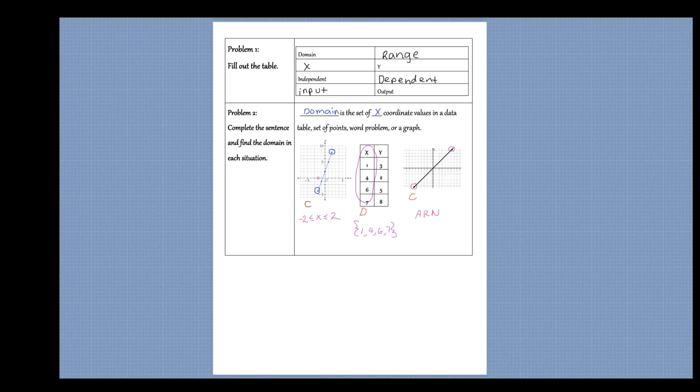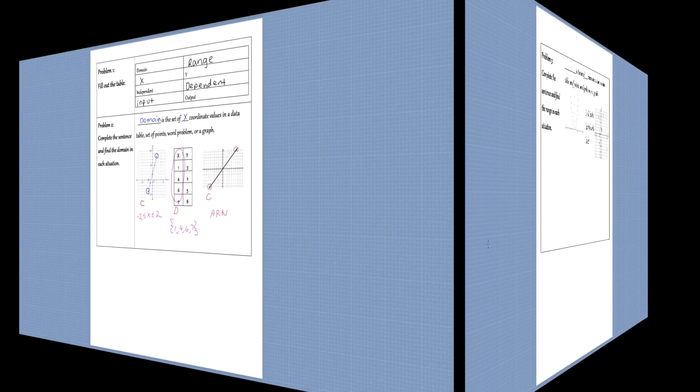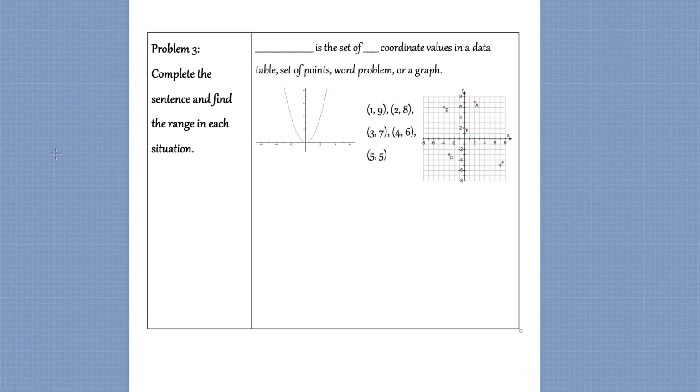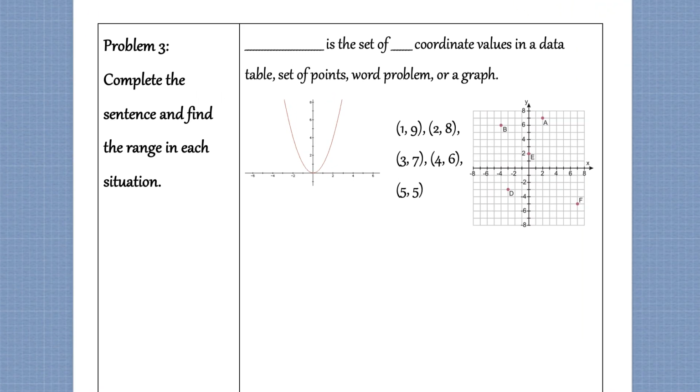So I have one more problem for you guys, and let's go to the next page. So problem number 3 here says complete the sentence and find the range in each situation. So we're going to be filling this out for range, and it says range is the set of y coordinate values in a data table, set of points, word problem, or a graph. And so we're going to start filling this out here, and we're going to first determine whether each graph or data table or set of points is discrete or continuous.